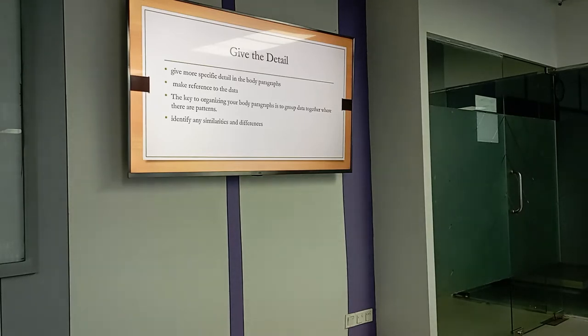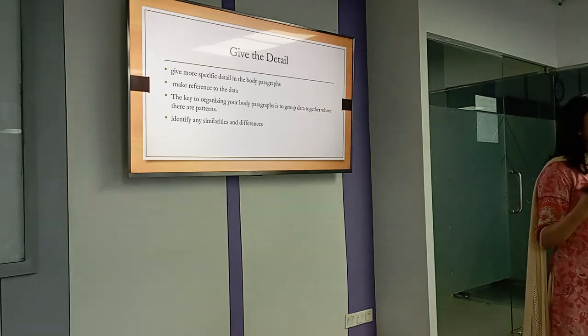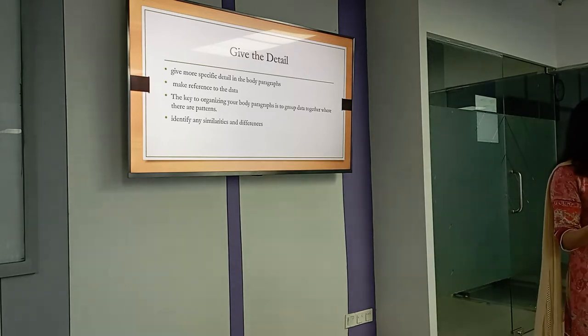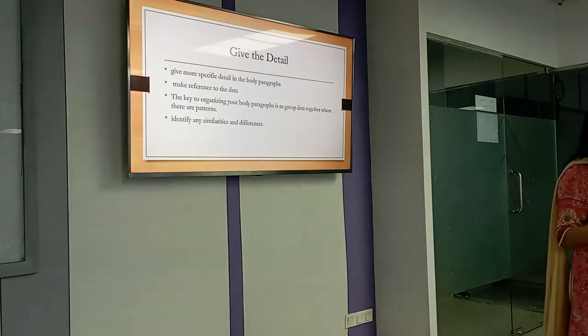Our chart analysis is usually 100 to 120 words. So it's very big. You act up model approach. Basically, it's easier. Also, it is more challenging because you have to give all the information with a restricted word limit, right? So that is more challenging. Okay. But you give the details. So how can you give the details? You give more specific details in the body paragraphs. You make reference to data.